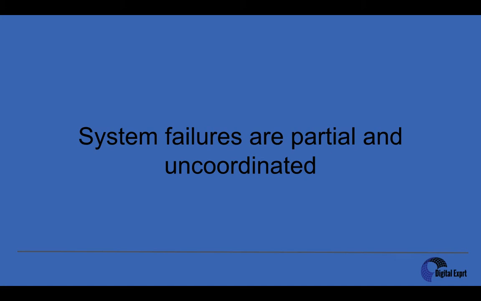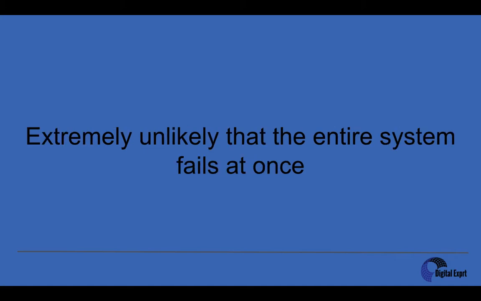System failures are always partial. They're uncoordinated. They happen in some part of the system because it is extremely unlikely that the entire system fails at once. That's just very, very unlikely. And that is something that nobody can recover from, but it's not something we can even consider.